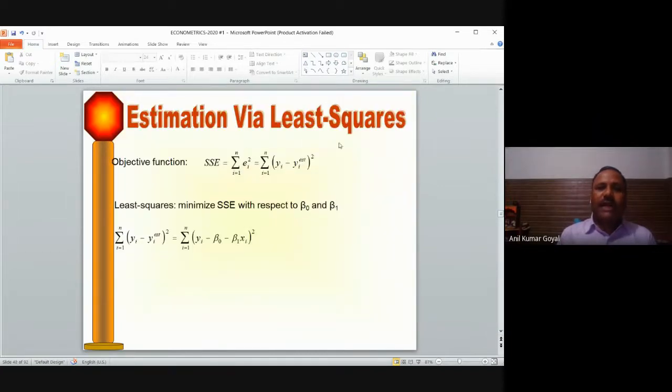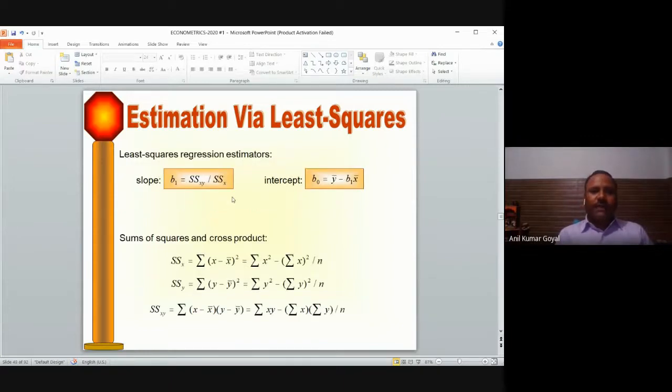So these are the estimates by least squares. These are the sum of squares of estimation, and the least squares method minimizes the SSE, the sum of squared errors, with respect to beta 0 and beta 1. Beta 0 means the intercept, the alpha, and this is the slope. In estimation, this has been minimized.